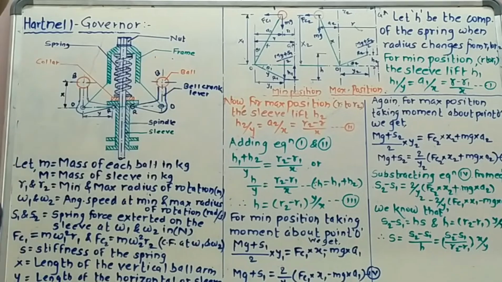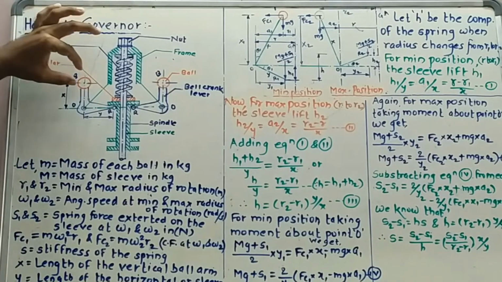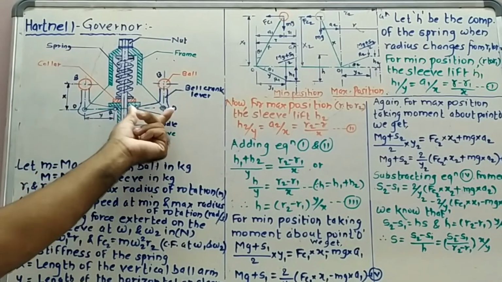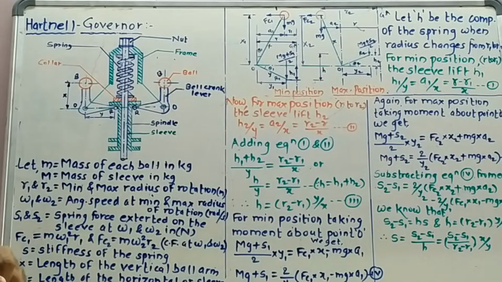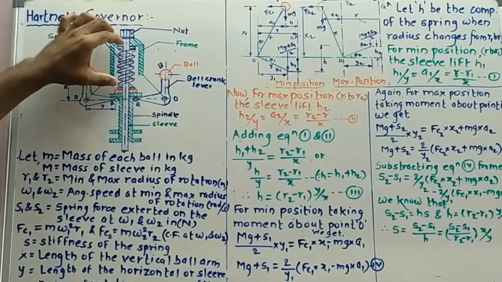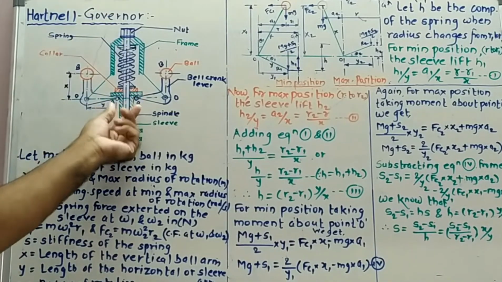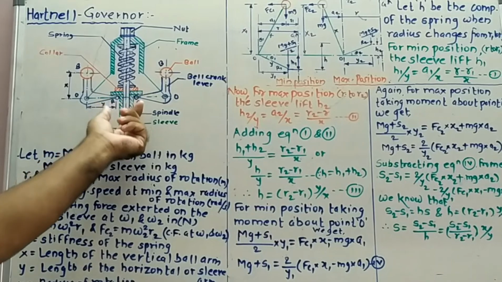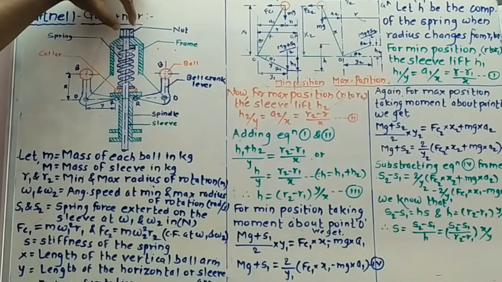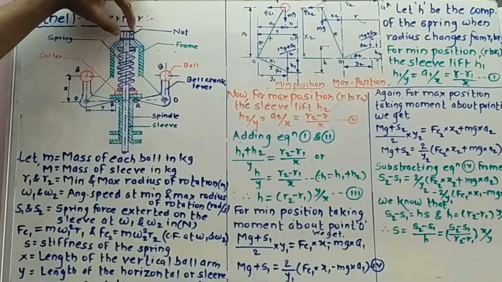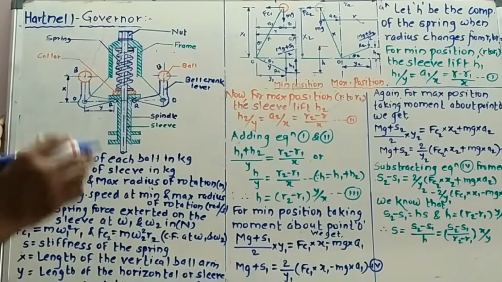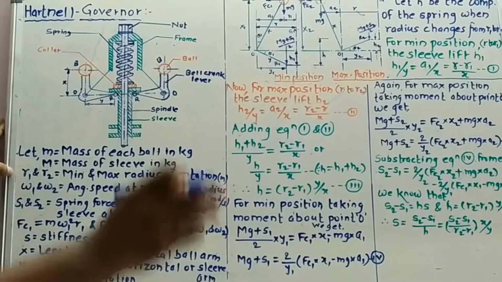Each lever carries a ball at its vertical end and a roller at its horizontal end. Whatever force comes on this roller comes through this collar on the sleeve. So it can be adjusted with the help of this nut provided on the top of this spindle by screwing up and down.